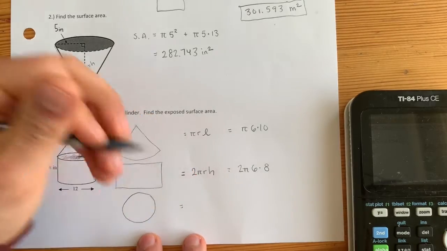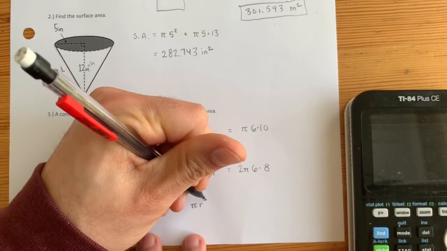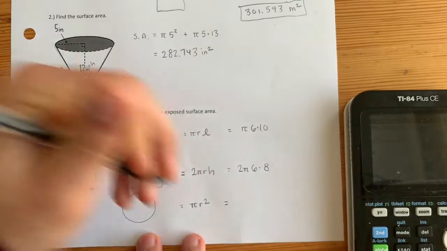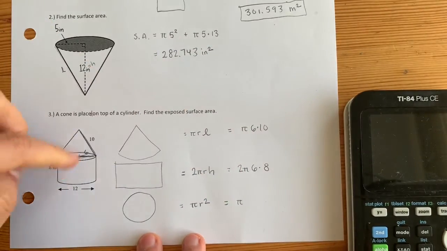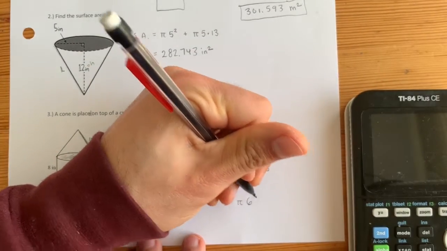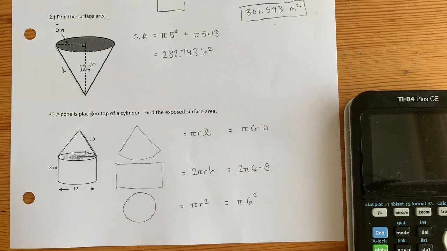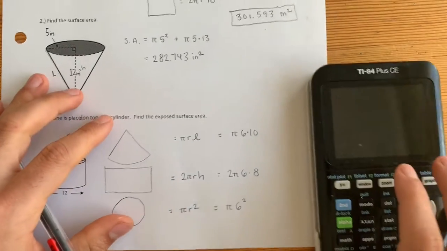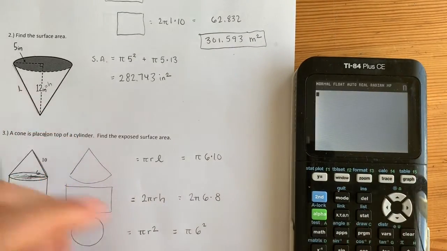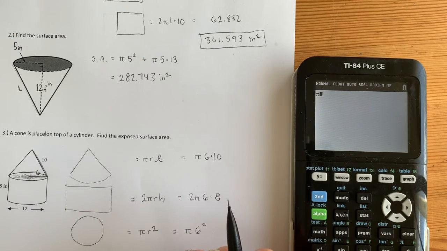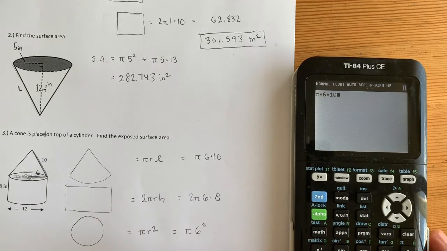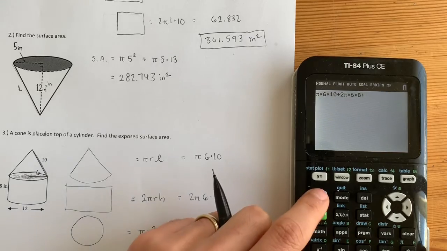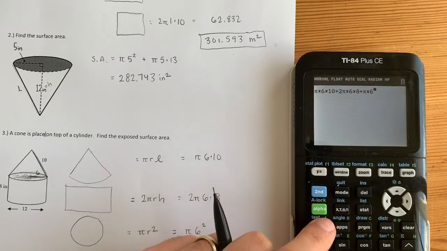And then lastly is the circle, and the area of a circle is pi r squared. So pi, r is 6 again, squared. Now I'm just going to find all of these and put them into my calculator. So pi times 6 times 10 plus 2 pi times 6 times 8 plus pi times 6 squared.